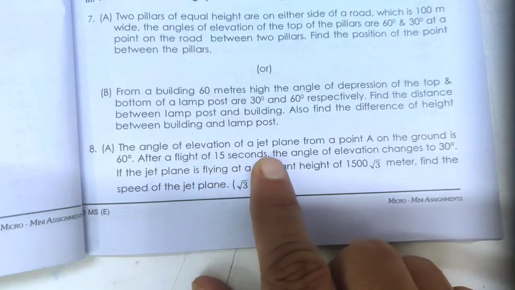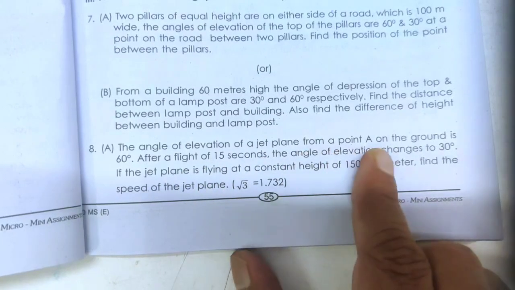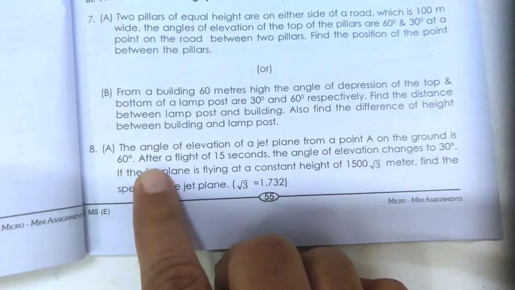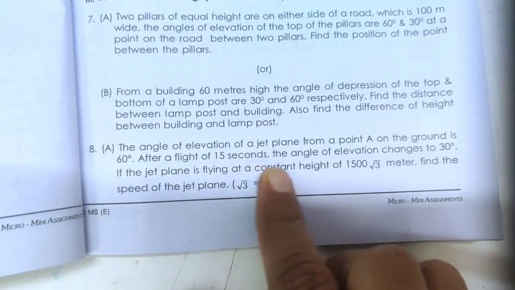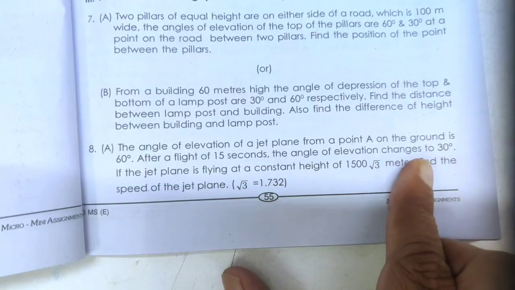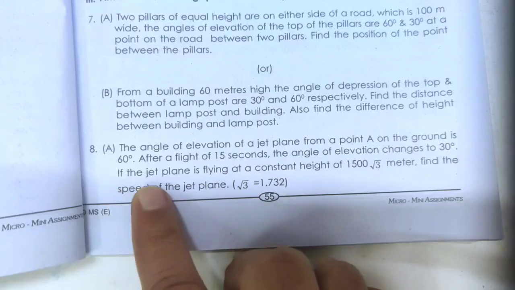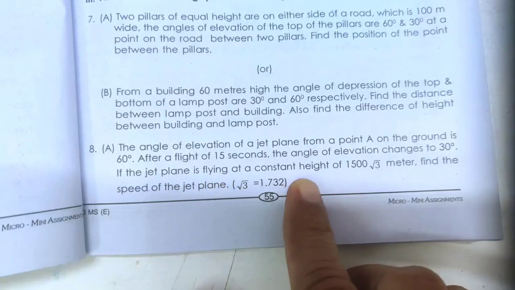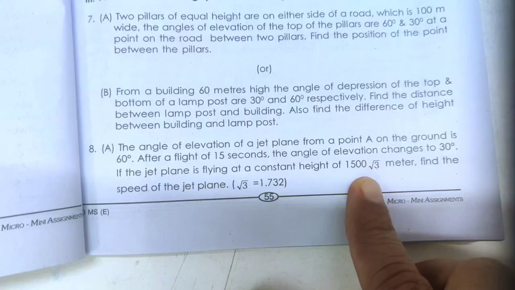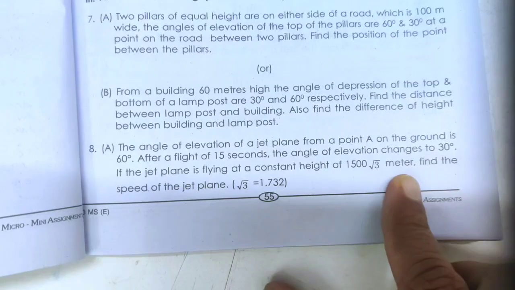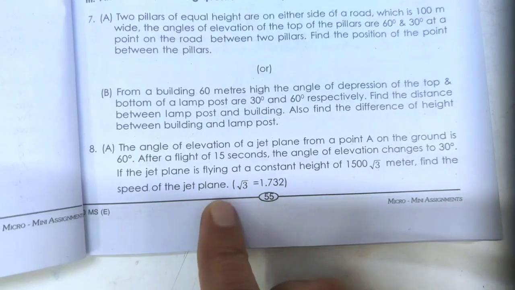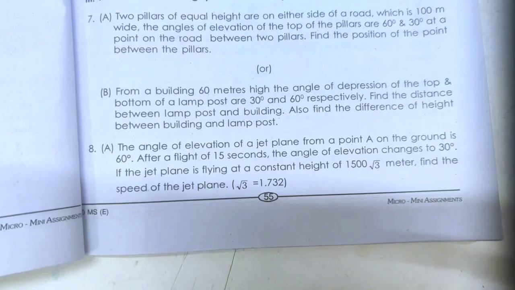The angle of elevation of a jet plane from a point A on the ground is 60 degrees. After a flight of 15 seconds, the angle of elevation changes to 30 degrees. If the jet plane is flying at a constant height of 1500√3 meters, find the speed of the jet plane. Take √3 equal to 1.732.